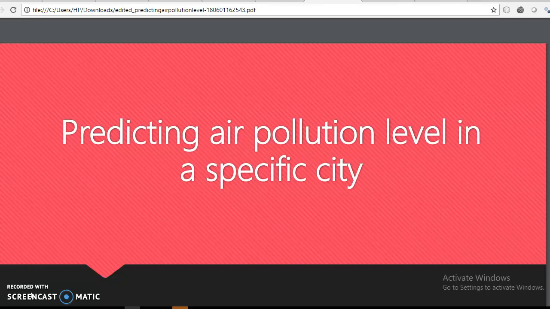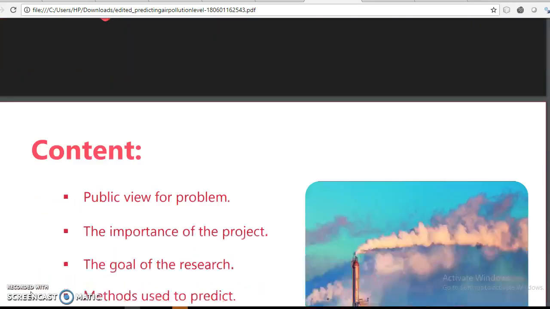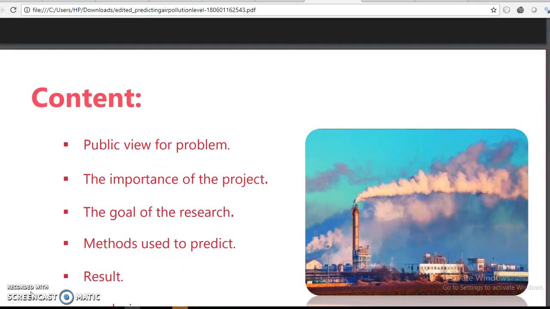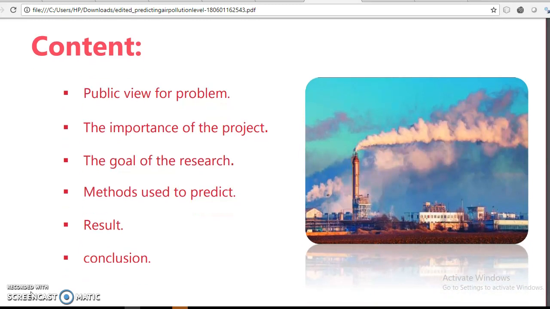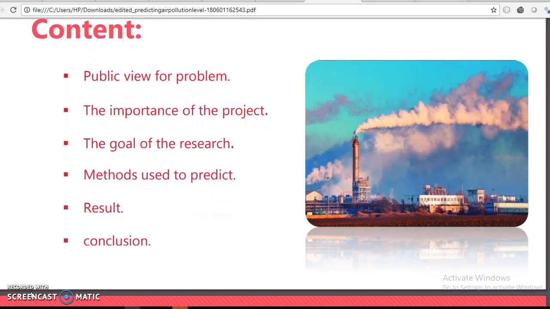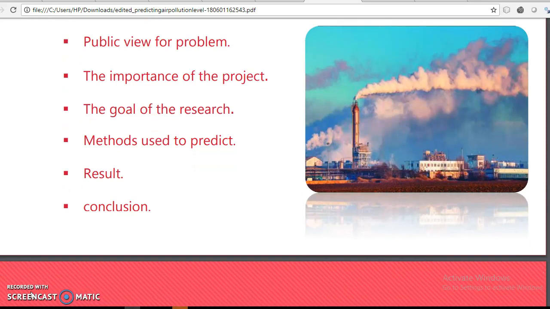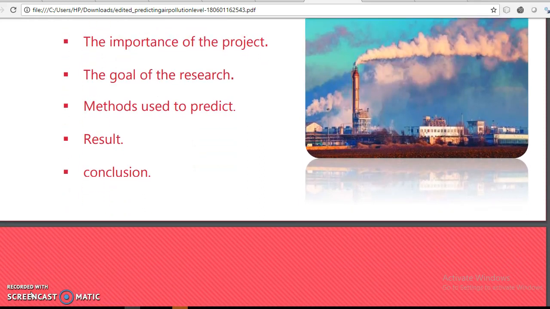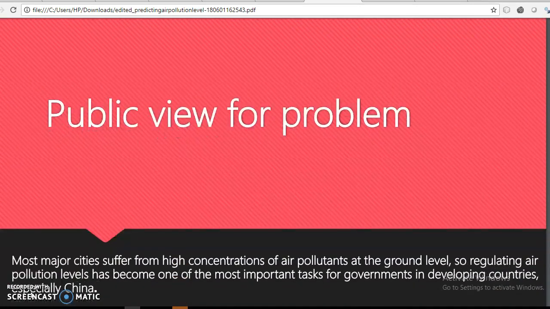Applying machine learning techniques to reduce air pollution. So here is my topic: predicting air pollution level in a specific city. Here goes the content. In the content section, we have certain columns: public view for the problem, the importance of the project, the goal of the research, method used to predict, result, and finally the conclusion part. So we can go from the first, public view for the problem.